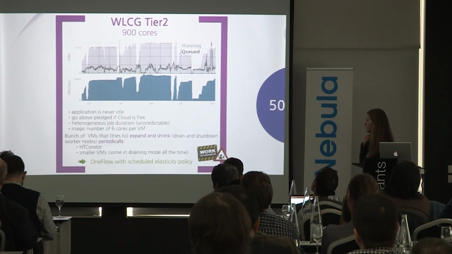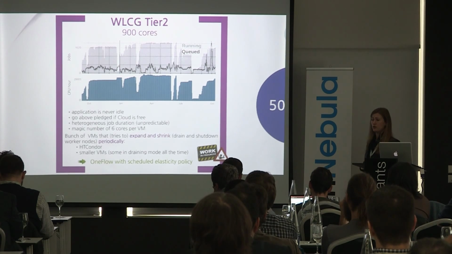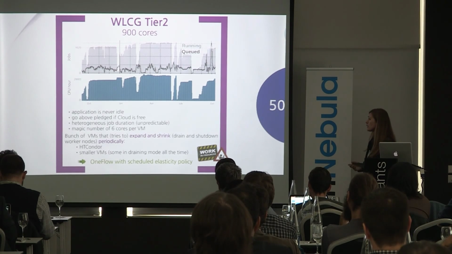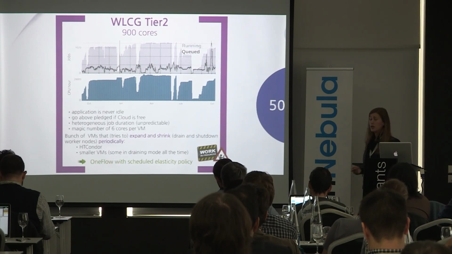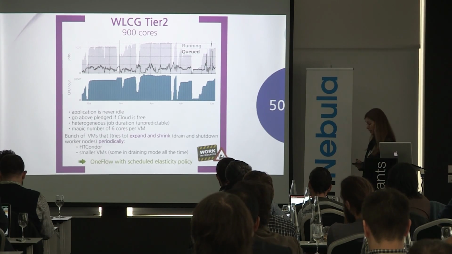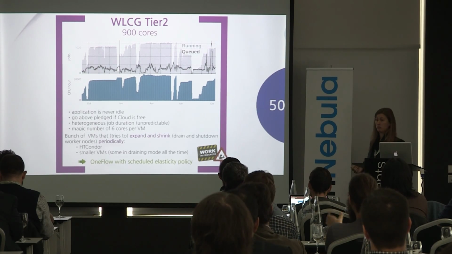This is never idle. And we have to provide a minimum amount of jobs running, which is 900 more or less, constantly, but we would like to go above this pledged number if the cloud is free, but of course not steal resources from other applications, which would then take the higher priority on running. Also another problem is that in this case, job duration is really unpredictable. It could be a few minutes or hours, days, we don't know.